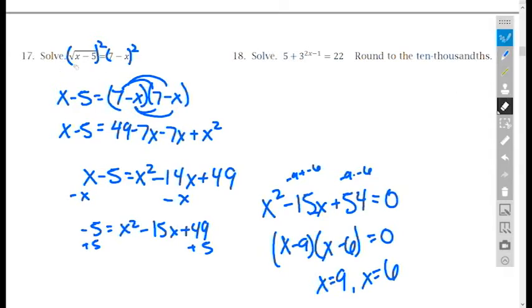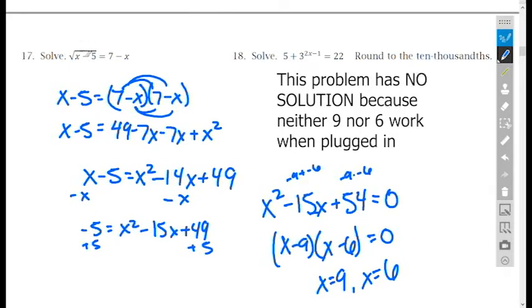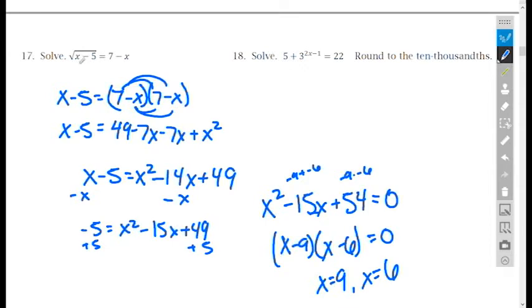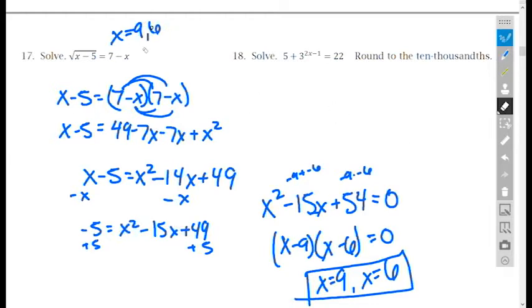Now I need to make sure both of them work. What it means for both of them to work is I need to make sure that when I plug them in, I don't end up taking a square root of a negative number. Okay, so if I plug in 9, I get the square root of 4, which is fine. If I plug in 6, I get the square root of 1, which is fine. So both of these are going to work as solutions to number 17, 9 and 6. I really shouldn't write it that way. x equals, or you can write it as a set, 9 and 6, so a set of solutions.